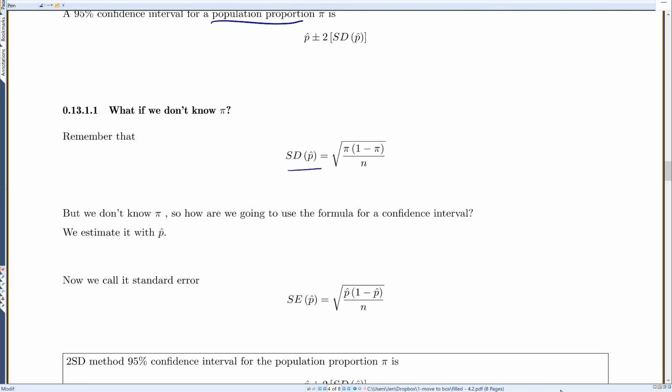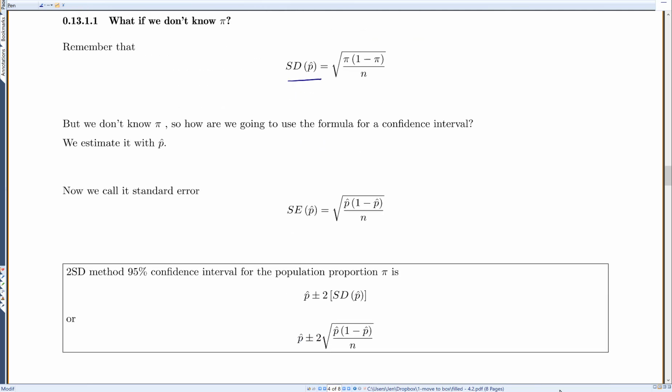Now we call it standard error. Just like when we were dealing with means, if we have to start estimating the standard deviation, then we call it standard error. So I'll do p hat, our sample proportion, times 1 minus p hat over n, and then take the square root. That's called the standard error of p hat, and it's our best estimate of the standard deviation of p hat. So in general, our 2 standard deviation method, or 2SD method, for a 95% confidence interval for the population proportion pi is going to be p hat plus or minus 2 times the standard deviation of p hat.